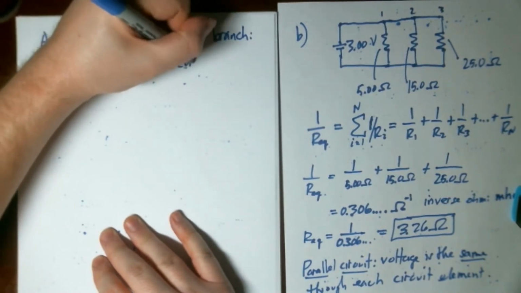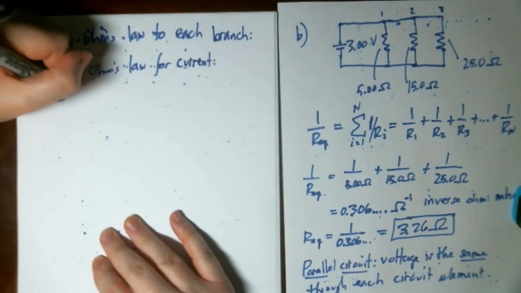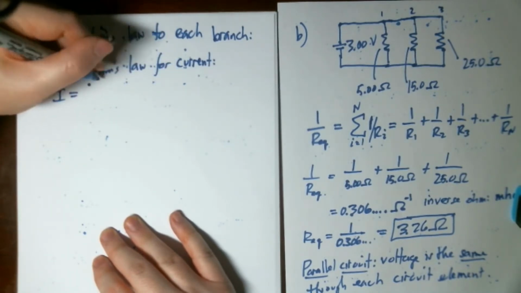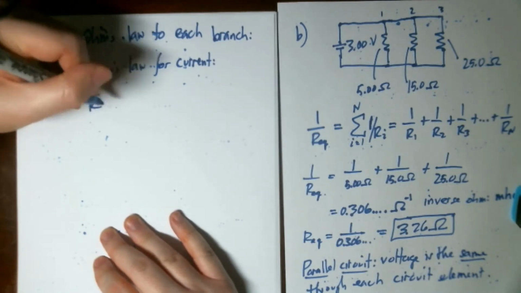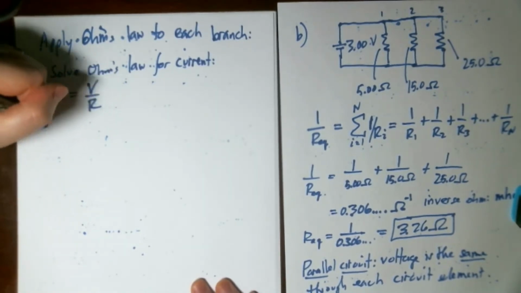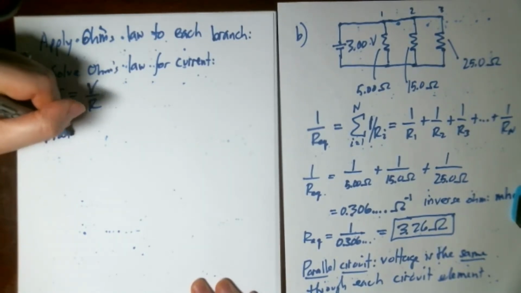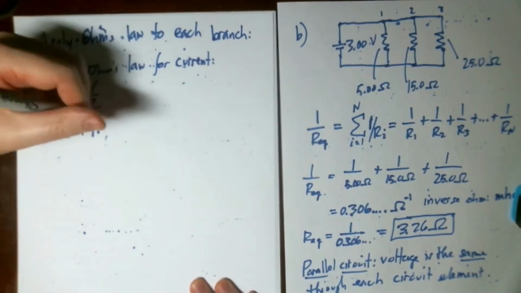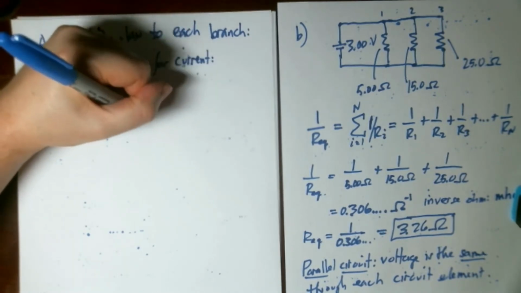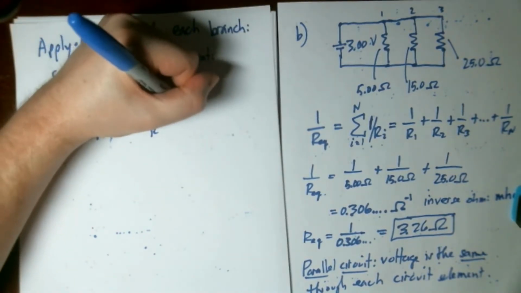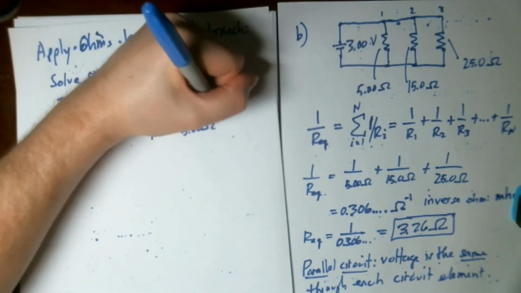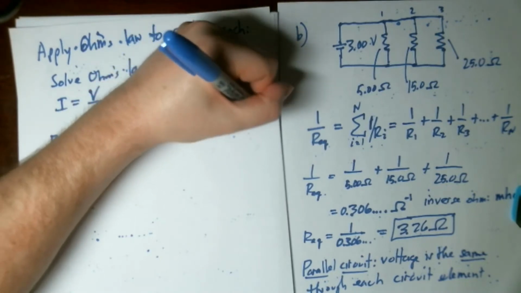For current. And that's just I equals V over R. Sorry. I don't know why I had that weird red part there. Okay, so for branch 1, the current is going to be I equals V over R. And that's going to be 3 volts over the resistance of branch 1, which is 5 ohms. So that's going to be 0.6 amps.